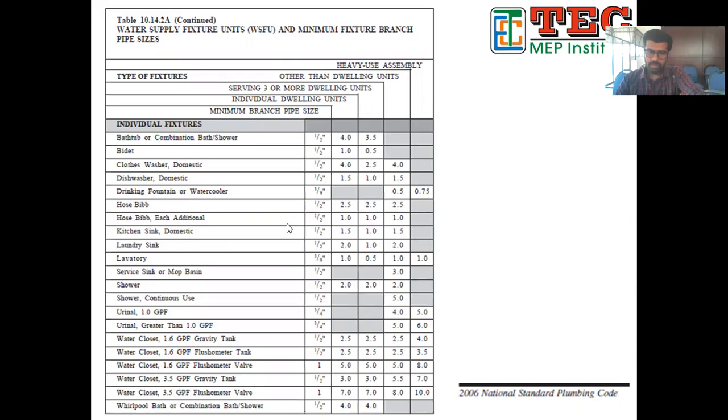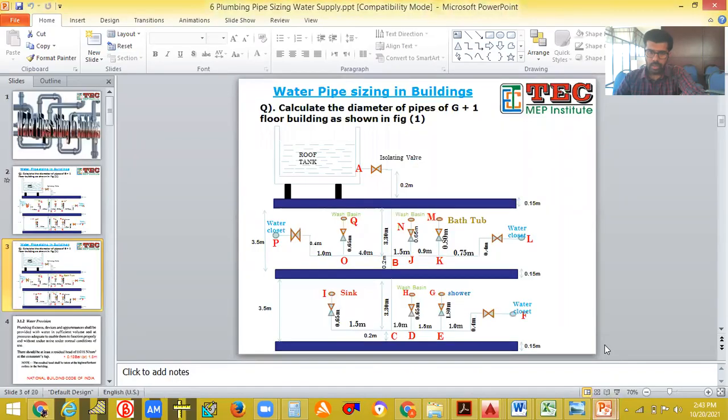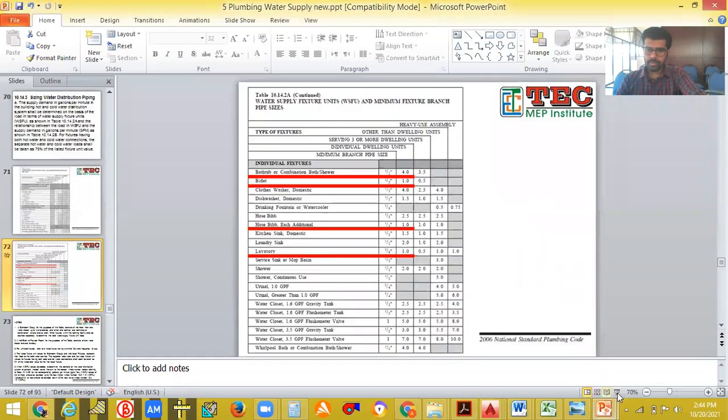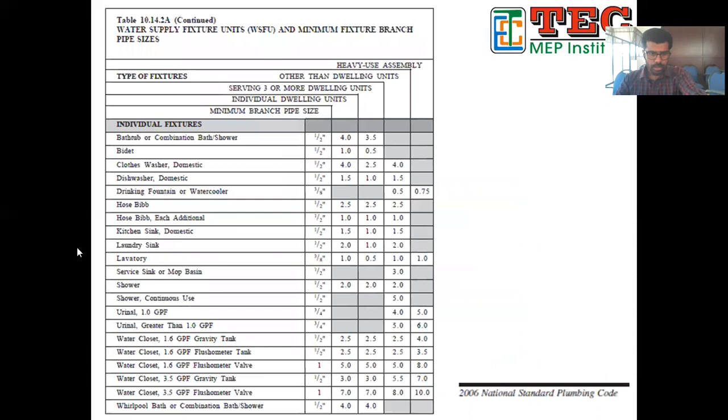Now we are going to find the pipe size of GE. GE means shower; EG or GE, you can name it whatever you want. EG is the shower, right? What is the pipe size of EG? The pipe size of a shower is also half inch. You got what I'm saying?